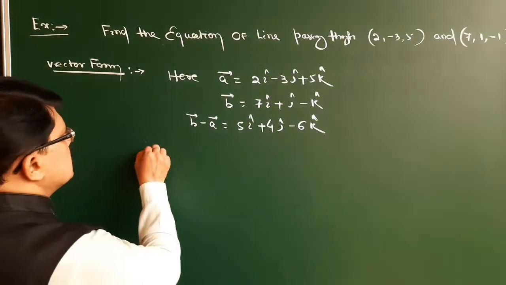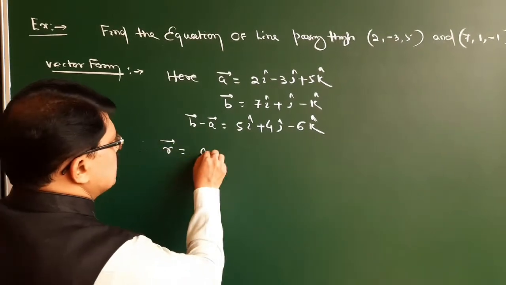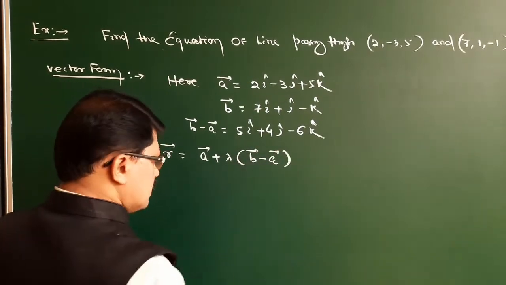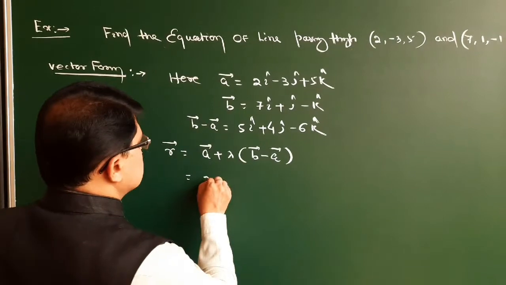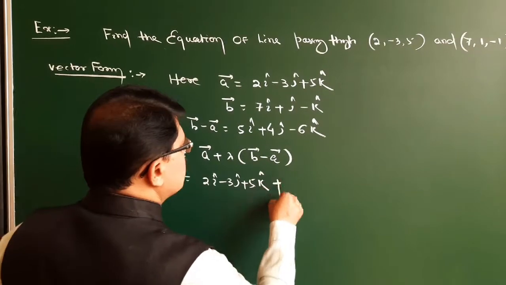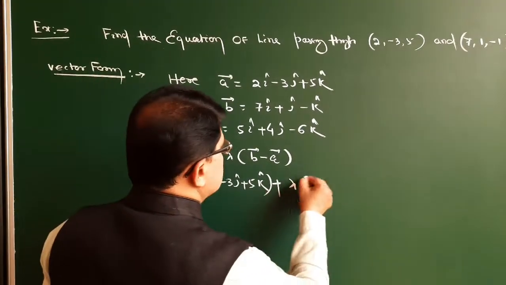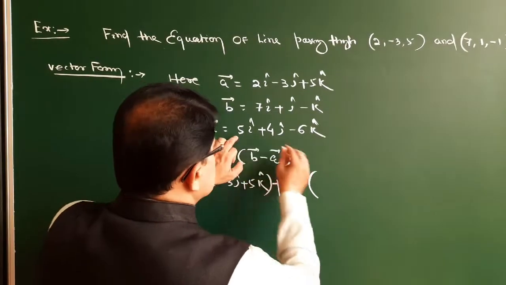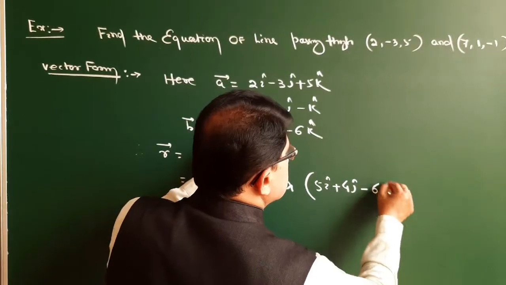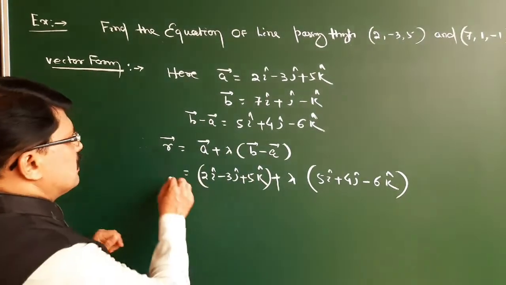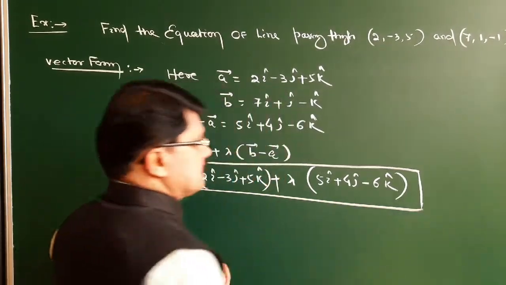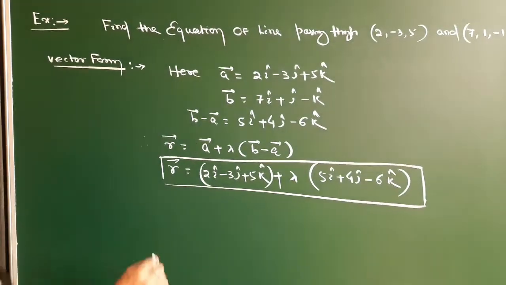Then you have to write the equation of the line: r vector equals a vector plus lambda into (b vector minus a vector). Understood? So here you put 2i minus 3j plus 5k plus lambda times (b vector minus a vector), which is 5i plus 4j minus 6k. You only have to do this for the vector equation of the line. Understood? But for the Cartesian form, it will be better.